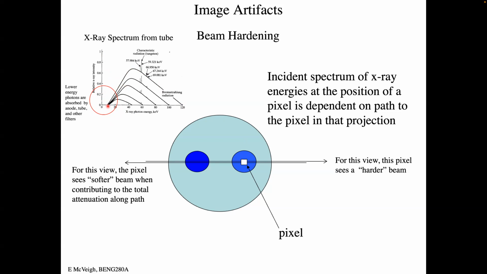We filter them out with either copper or aluminum, maybe a few millimeters of copper or aluminum, and the glass and other things. So this is the energy spectrum.